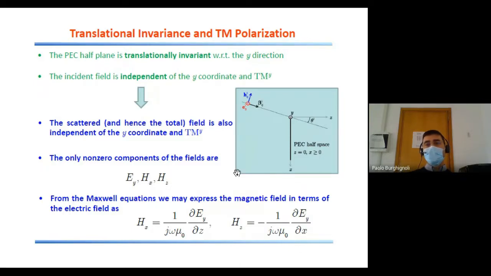And in particular, if you know the electric field, you can know everything, because Maxwell equations allow you to derive the magnetic field in terms of the electric field in a standard way, by taking derivatives. So our aim is to find the electric field everywhere.